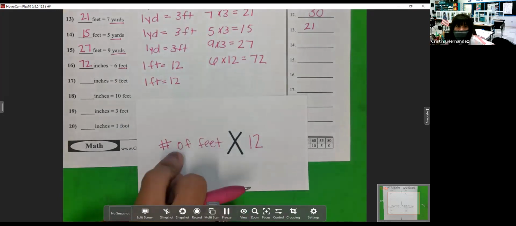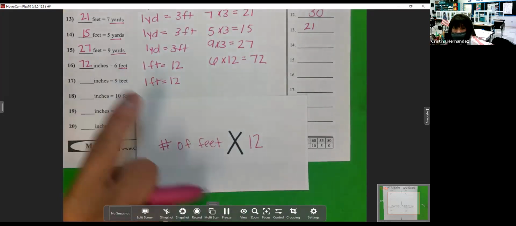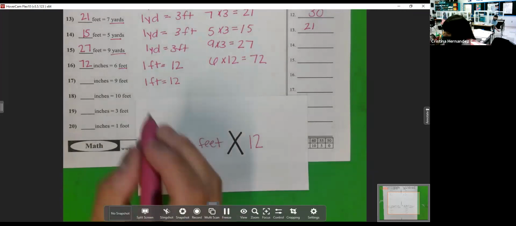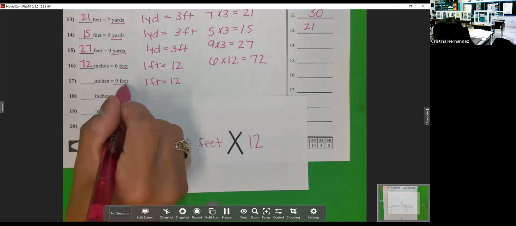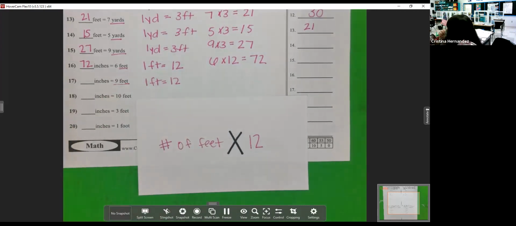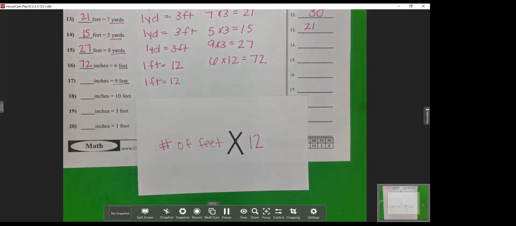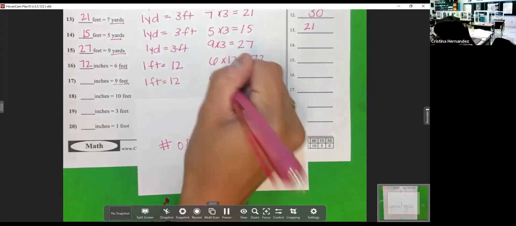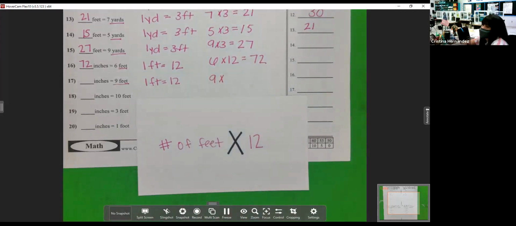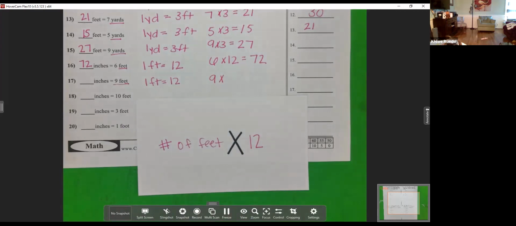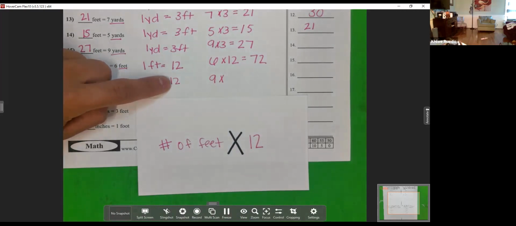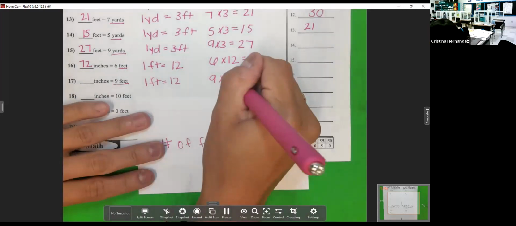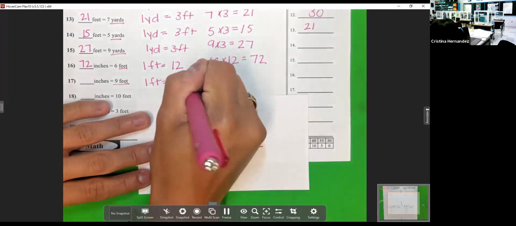How many feet on number 17 are we converting to inches? When I ask feet, I'm asking over here. We're converting 9. 9 times what number? We're going to inches now, Chloe. Pay attention. We're going to inches. 12. So it would be 9 times 12. Somebody at home, tell me what is 9 times 12.